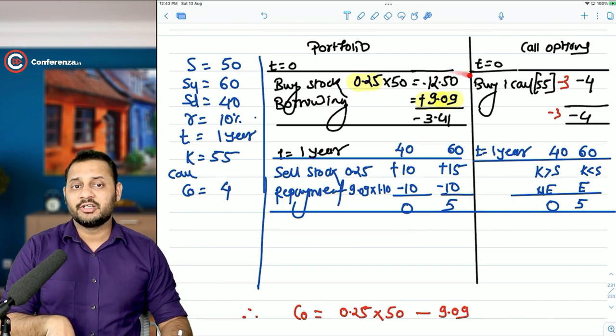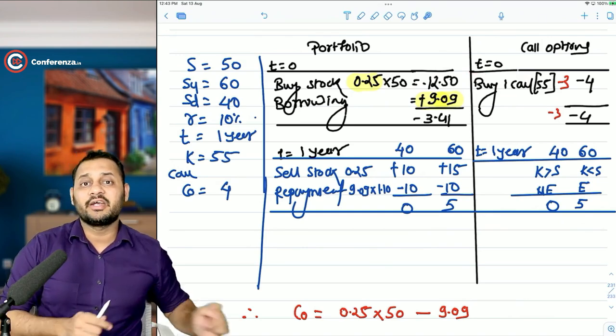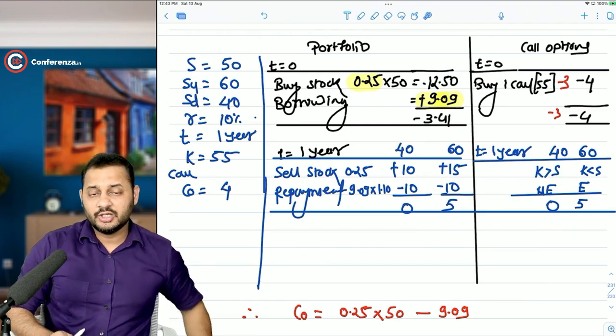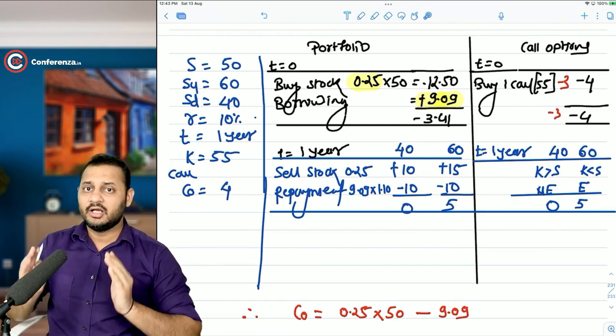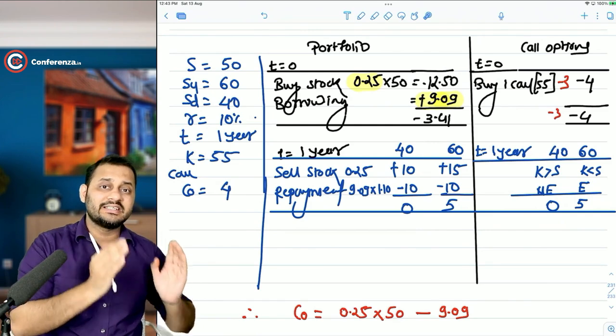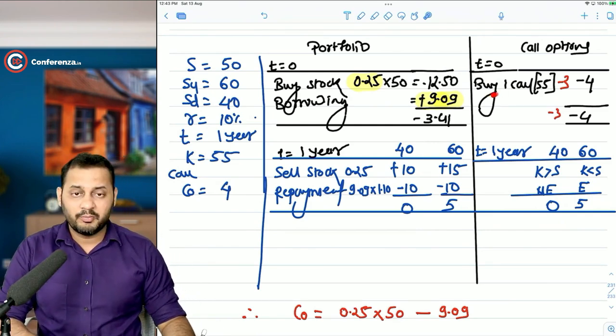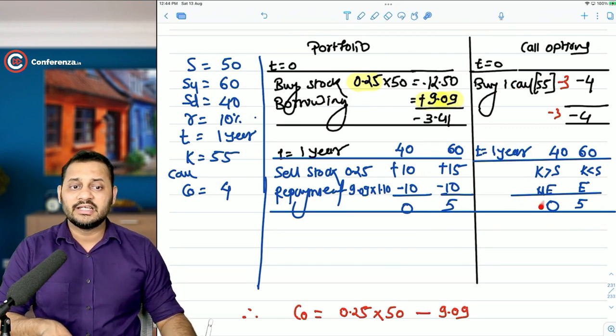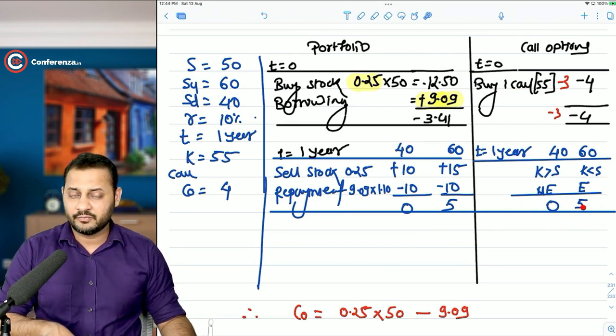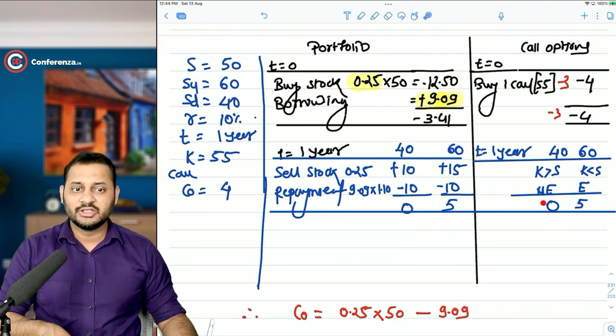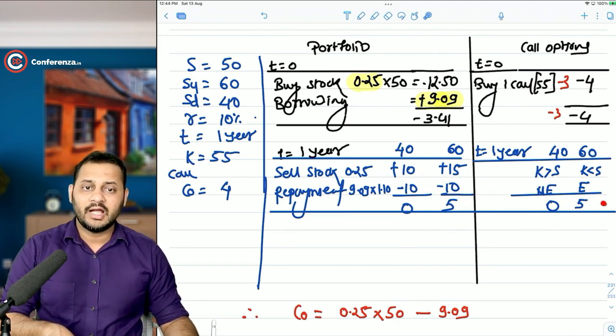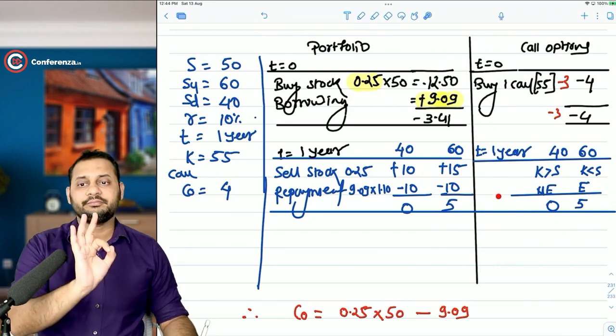Buy 0.25 share against every call. So if you want to buy 4 calls, 4 into 0.25, you will have to buy 1 share. So buying 0.25 share and selling 1 call gives you the perfect hedge. Hedge means no profit or loss. So in one market there should be a profit, and in the other market there should be the same loss. So if, instead of buying a call, you sell 1 call, the same will be your outflow, 0 and -5. 0 and 5 will be your inflow, 0 and 5 will be your outflow. And this will result in 0 profit or loss.